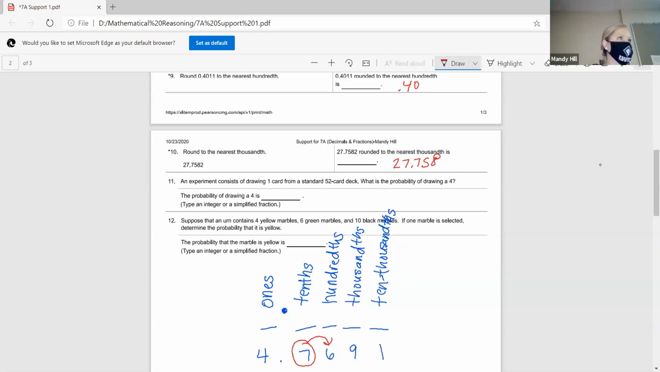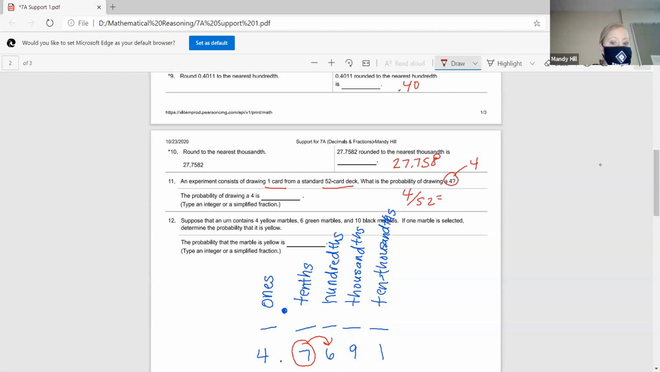Okay, you're okay with rounding stuff? Super fabulous. An experiment consists of drawing one card from a standard 52 card deck. What is the probability of drawing a 4? Well, in a 52 card deck, if we're just drawing one of them, what do we know? We know that we've got 4 cards that are 4s, right? We've got the spades and the hearts and the clubs. So there's actually 4 of these cards in the deck. So there's 4 out of 52 chances.